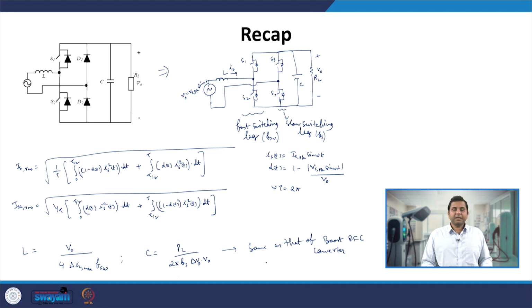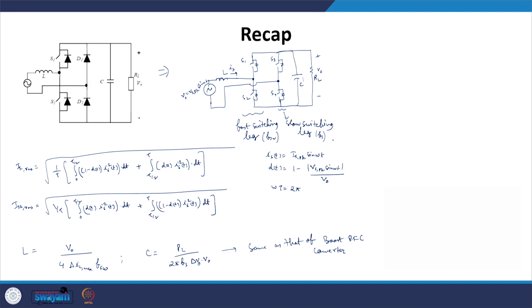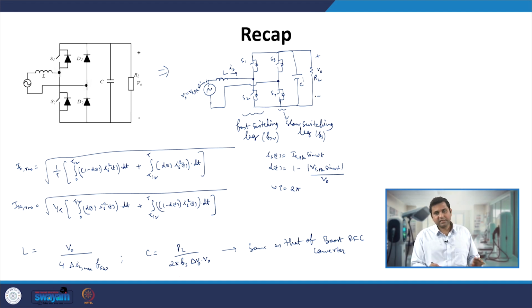If we look carefully, since this is a single phase power factor correction converter with unity power factor current drawn from the input source, this capacitor will have a second line harmonic component on its voltage. So the output voltage has a second line frequency component riding over the DC value V naught.